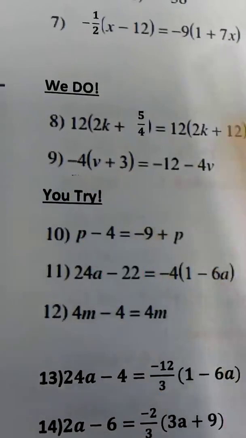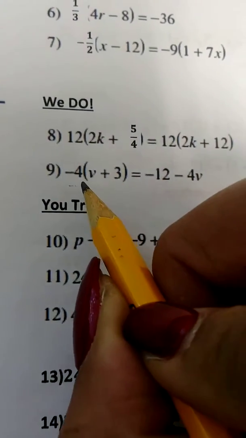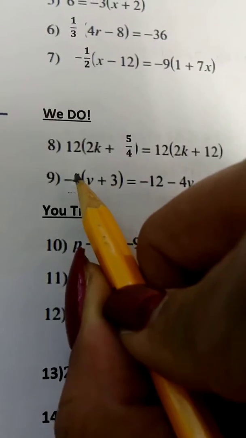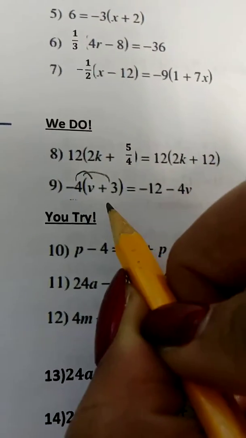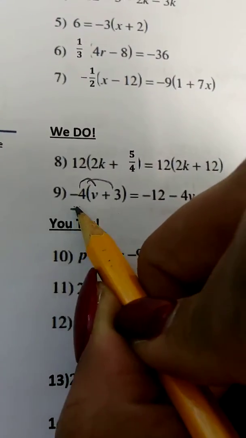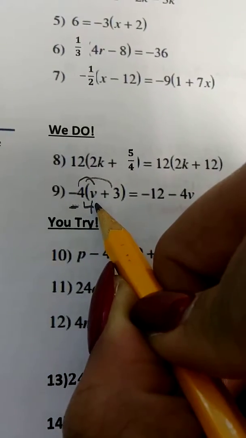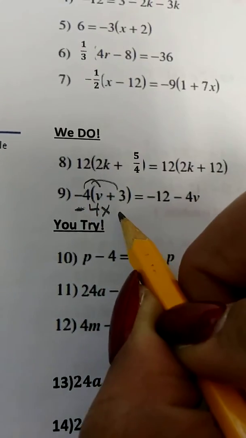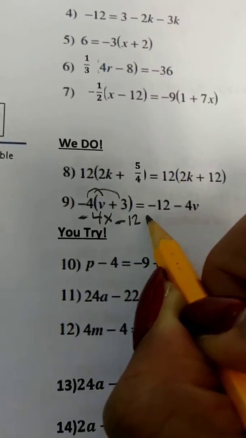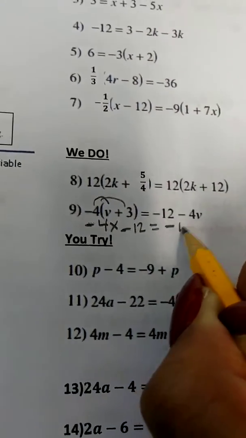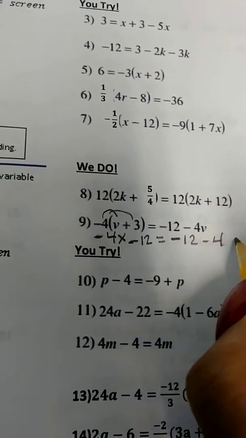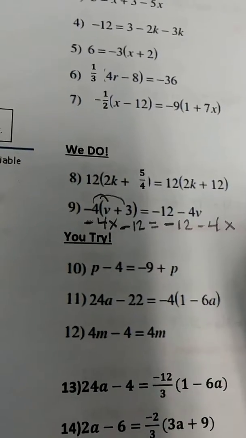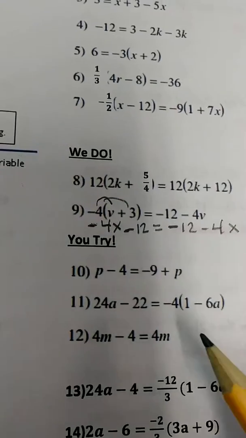Okay, let's look at number 9. First thing I need to do before putting this into the calculator is distribute. So this becomes negative 4x, let's go ahead and change it to x, minus 12. What do you notice? How do you know they're the same?